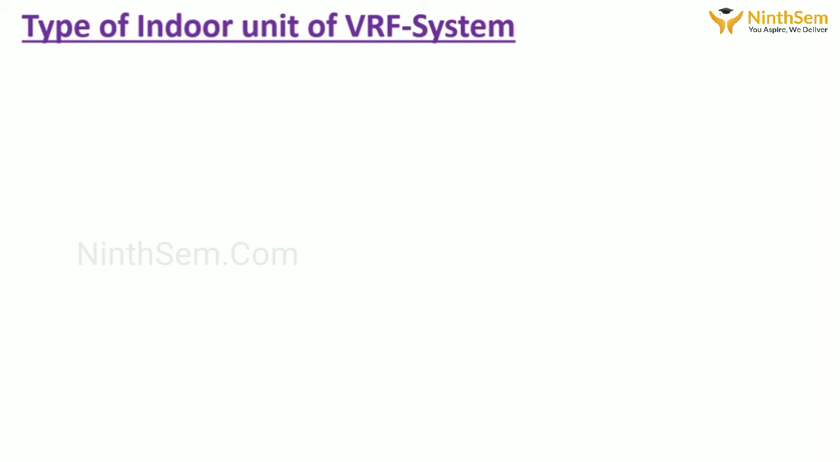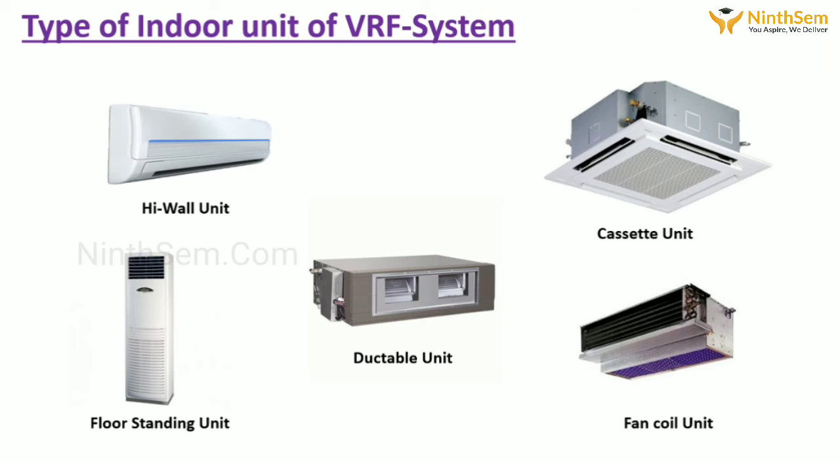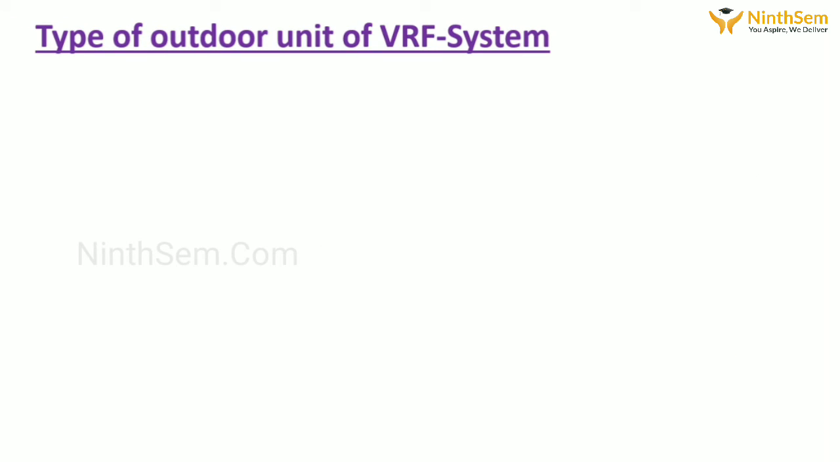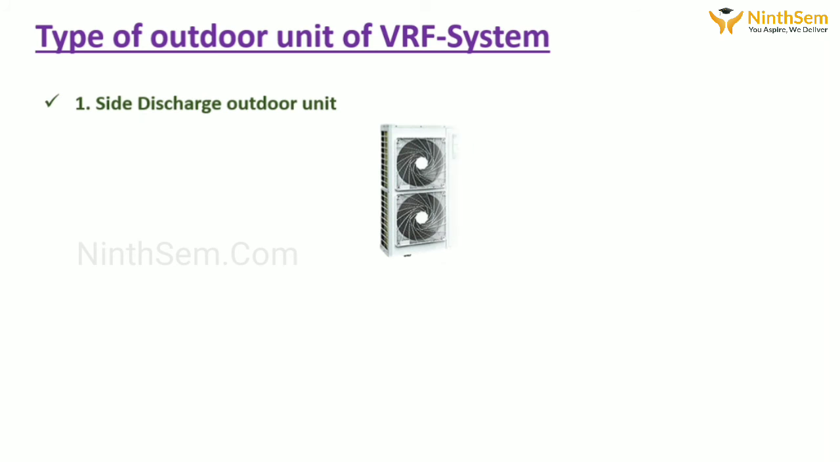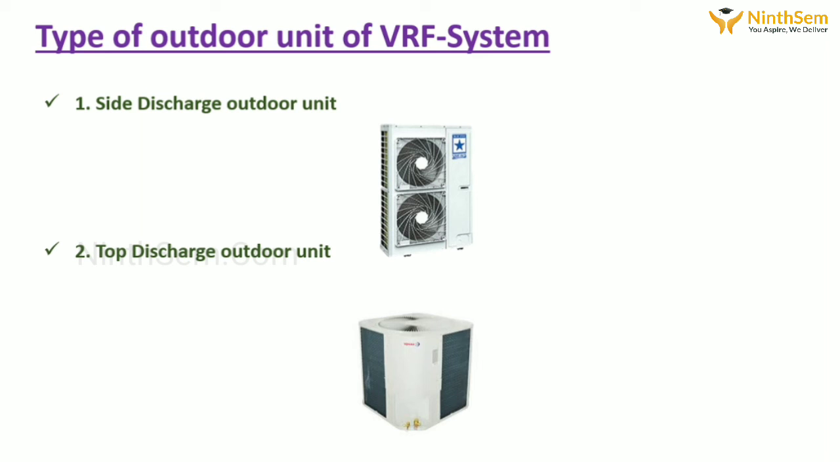Now, types of indoor unit available in the market in VRF system. That is, high wall unit, floor standing unit, ductable unit, cassette unit, fan coil unit, etc. Now, the types of outdoor unit of VRF system. That is, side discharge outdoor unit and top discharge outdoor unit.